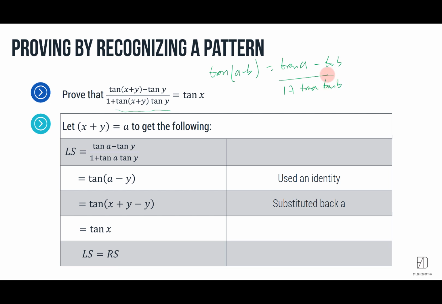But in this case, our B is equal to y and our A is equal to x + y. So what we can do is let x + y equal A. So here we have (tan A - tan y) over (1 + tan A times tan y), and that should give us tan(A - y). And if we bring back A, that should be equal to tan(x + y - y), and since y will cancel out, we're left with tan x. Therefore, the right side is equal to the left side.